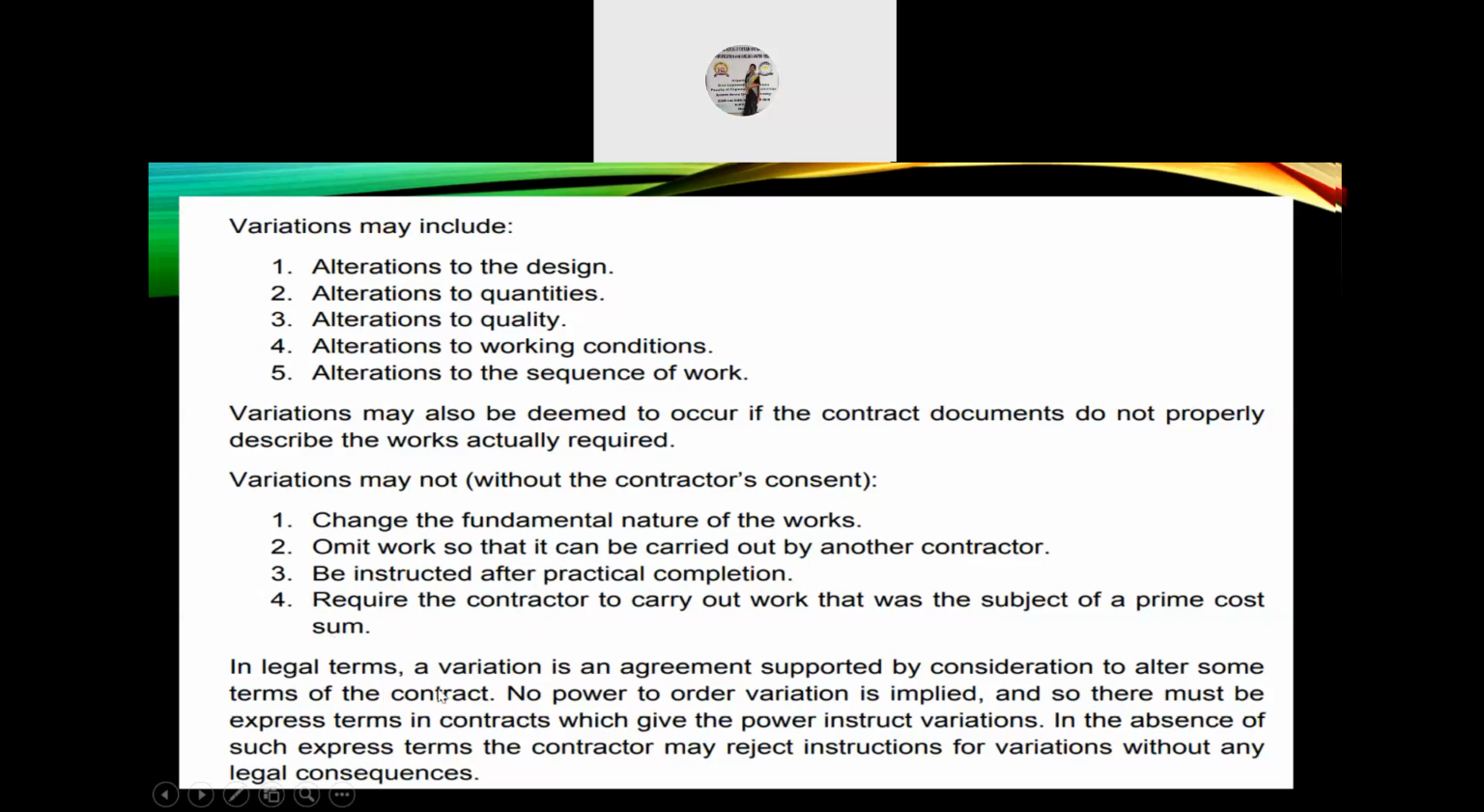In legal terms, a variation is an agreement supported by consideration to alter some terms of the contract. No power to order variation is implied, and so there must be express terms in contracts which give the power to instruct variations. In the absence of such express terms, the contractor may reject instructions for variations without any legal consequences.